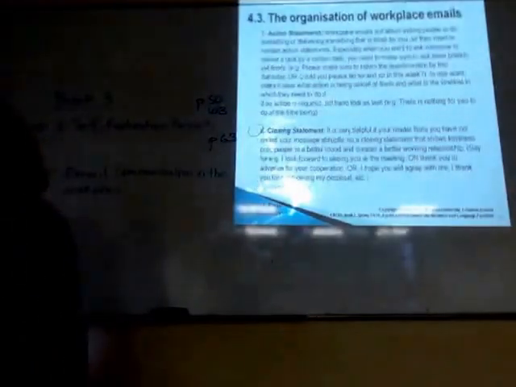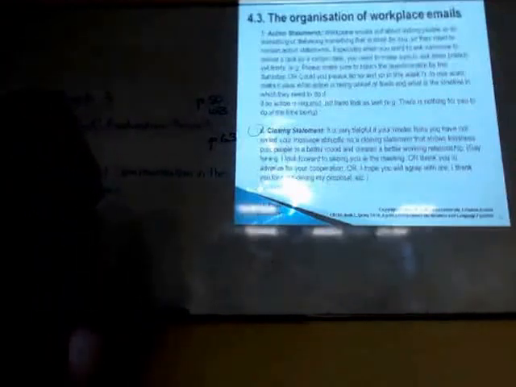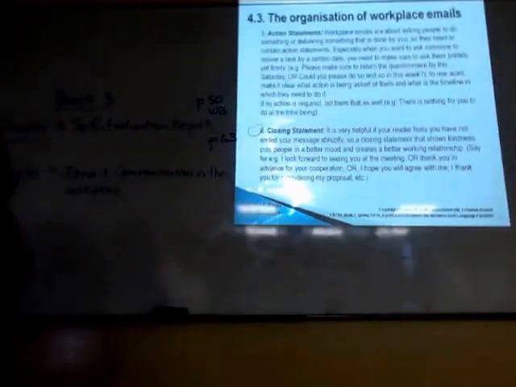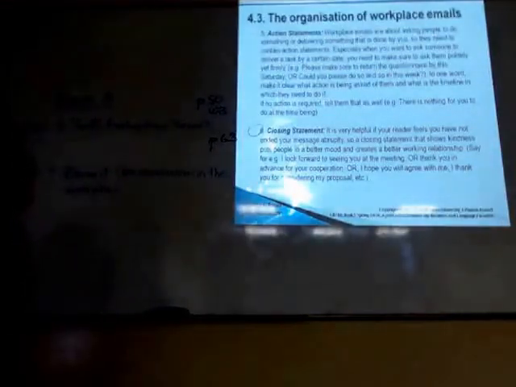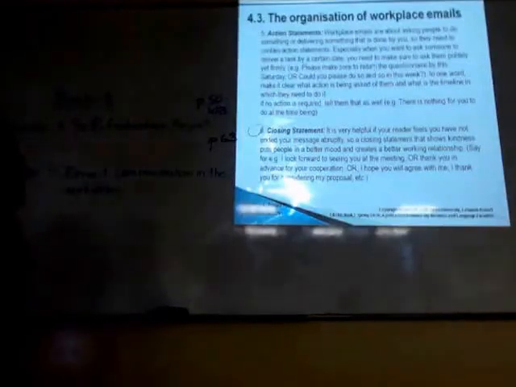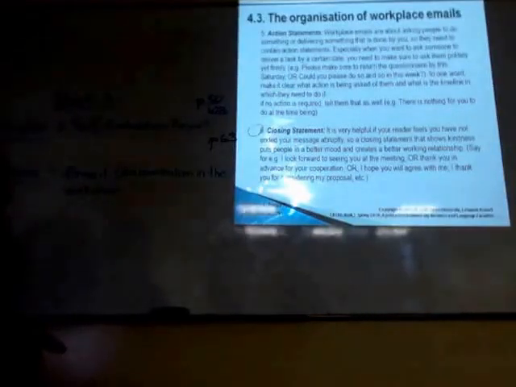Action statements. If you require your recipient to do something in the email, so you put this in the action statement part. Meaning if I'm asking someone to do something. Okay?